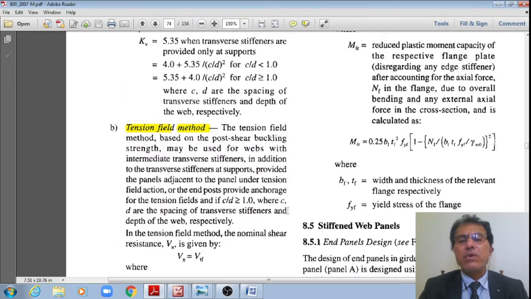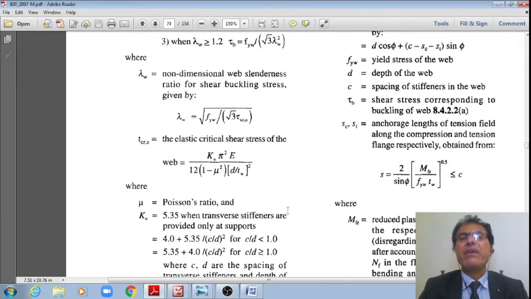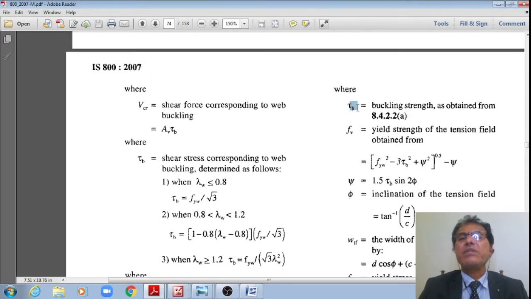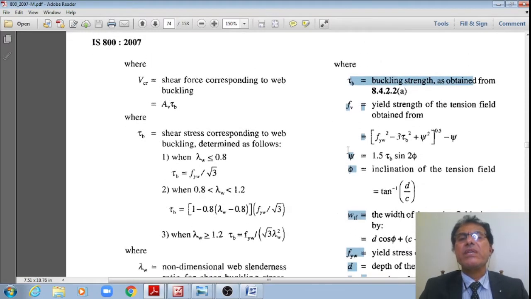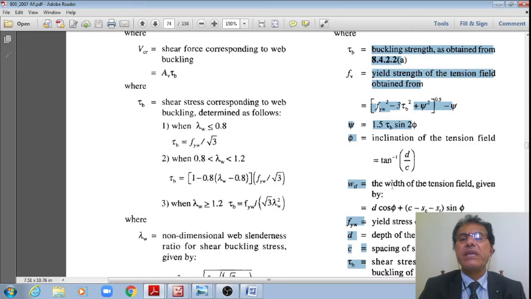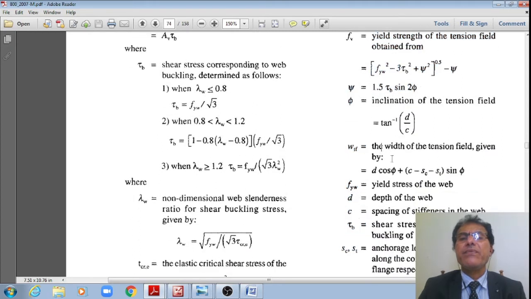It should be less than or equal to V_p, where the notations are like this: tau_b is the buckling strength obtained just now, and f_v is the yield stress of the tension field given by this formula, square root of (f_yw squared minus 3 tau_b squared plus psi squared) minus psi, where psi is 1.5 tau_b sin 2 phi, where phi is the inclination of the tension field as given by tan inverse d by c.